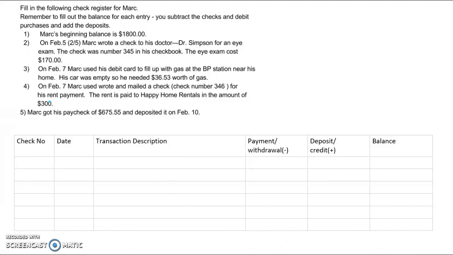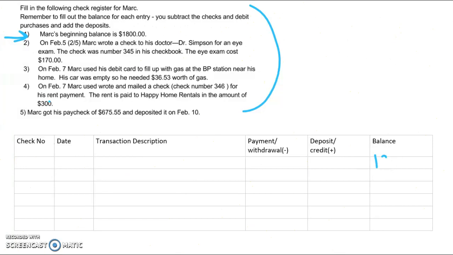So we're going to read this scenario, and we're going to fill in the register as we go. I'm hoping this will help you understand a little bit more about the register and how you work it. So a credit would be something you add. A debit would be something you subtract. The first thing we want to look at here is that Max has a beginning balance of $1,800.